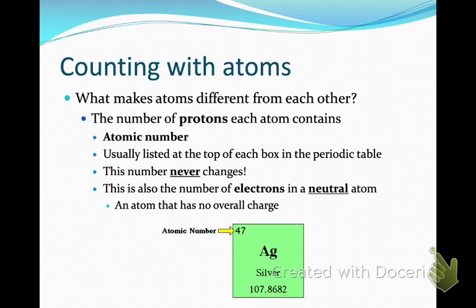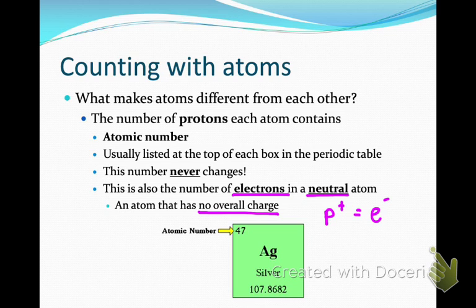Okay, the number of protons, or the atomic number, also tells us the number of electrons in an atom as long as that atom is considered neutral. Right? We said an atom is considered neutral if the number of protons equals the number of electrons. Neutral means my overall charge is 0. A neutral atom has no overall charge.